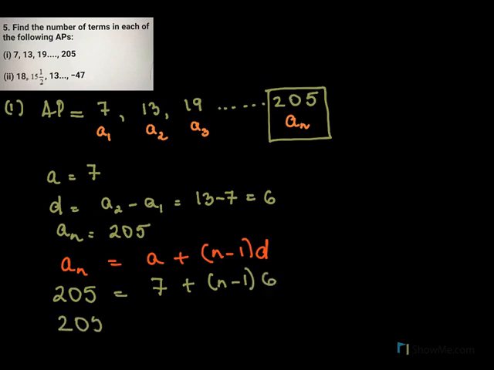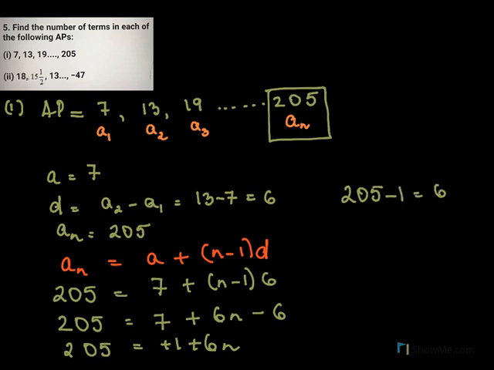So we work this out. 205 equal to 7 plus 6N minus 6. So 205 equal to 7 minus 6, which is plus 1, plus 6N. So 205 minus 1 equal to 6N, 204 equal to 6N, N equal to 204 over 6, and that is 34 equal to N.